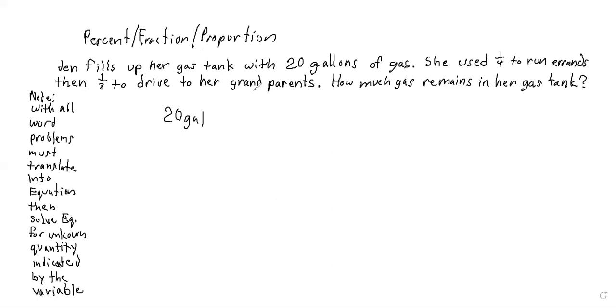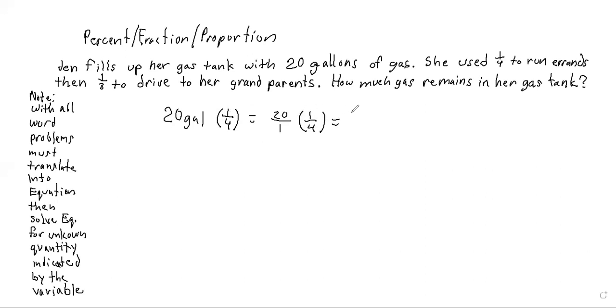She used a quarter of that to run errands. So let's say 20 gallons times a quarter. That gives us 20 over 1, because whenever we're multiplying fractions, we have to make sure all numbers are represented by fractions. So we put a 1 under the 20, times 1/4.